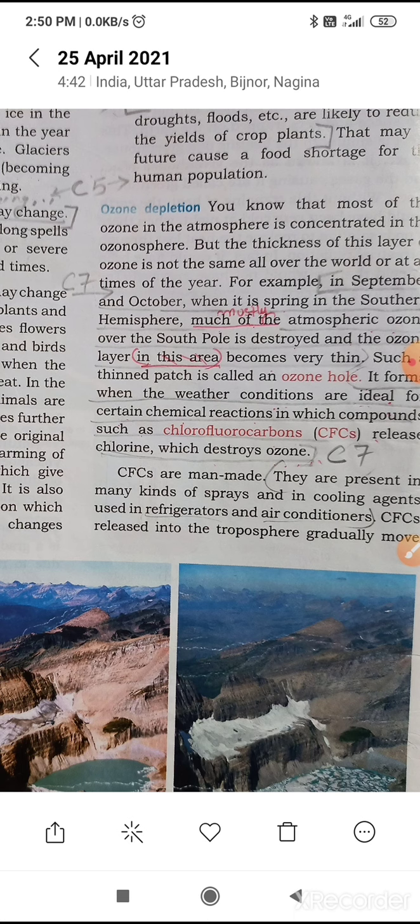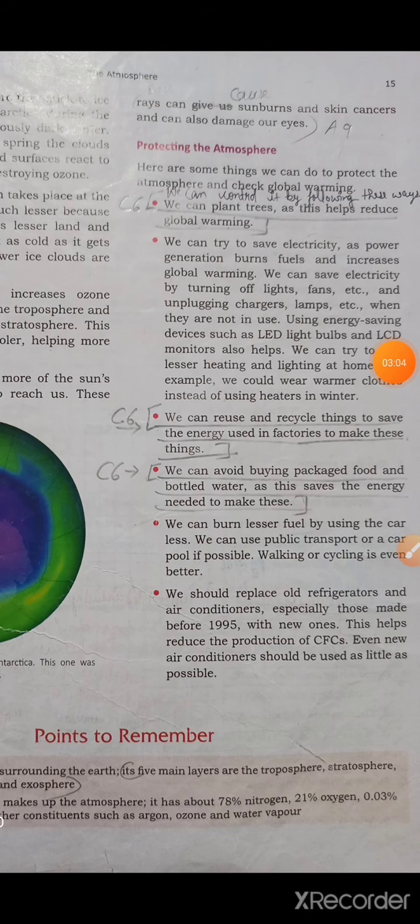Next is protecting the atmosphere. How can we protect our atmosphere? First of all, we have to plant trees. As much as we can, we have to plant trees. In this way, we can control it, and we can reduce global warming. Next is, we can save electricity, because nowadays automatic fans and LED light bulbs are coming, which are saving our energy, so it's better to use them at home.